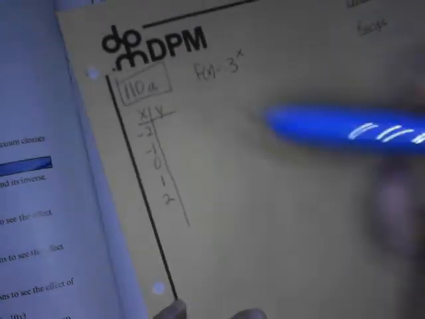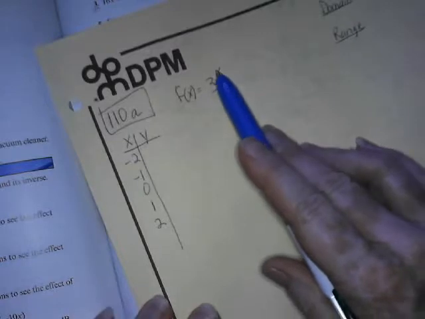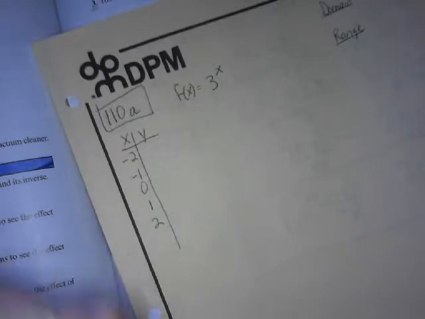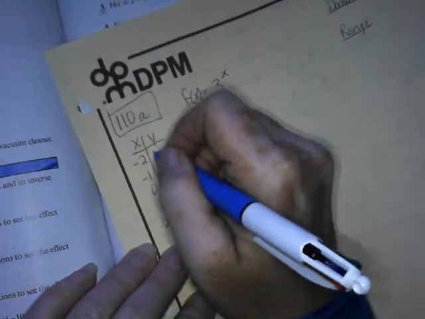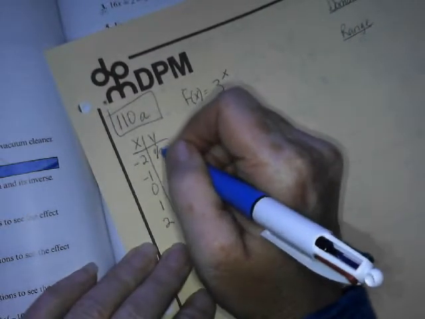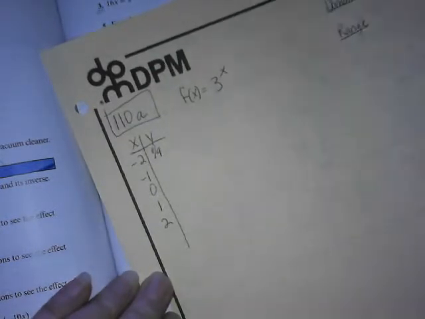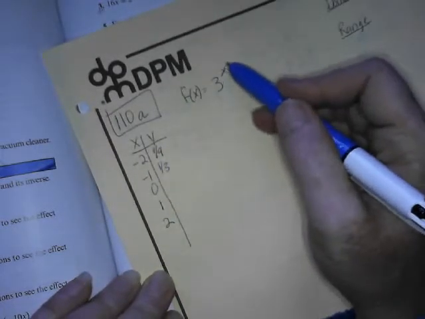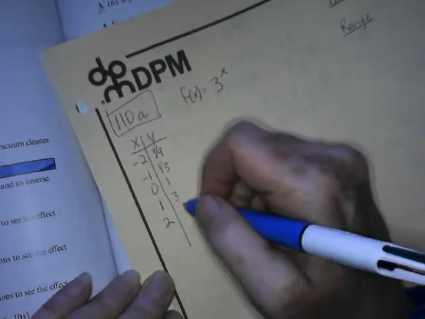So, okay, I'm going to plug in -2 right here. So what's 3 to the -2? Let's see, negative exponent, that makes it flip upside down, so it'll be 1 over 3 squared, that would be 1/9. Remember negative exponent, like 3 to the -1, that's just 1/3. Anything to the 0 power is 1, anything to the 1 power is itself, and then 3 squared is 9.